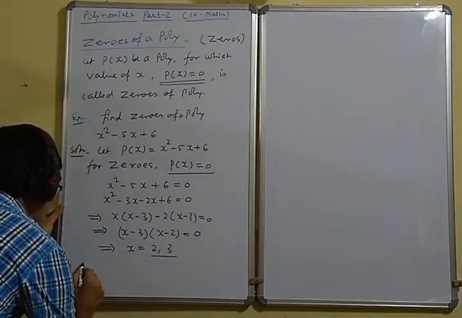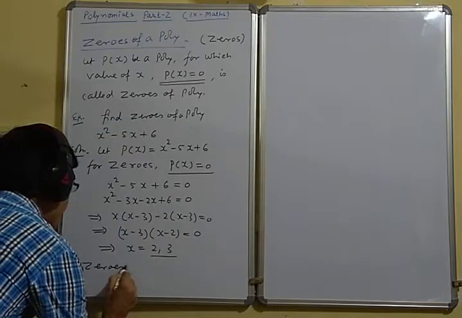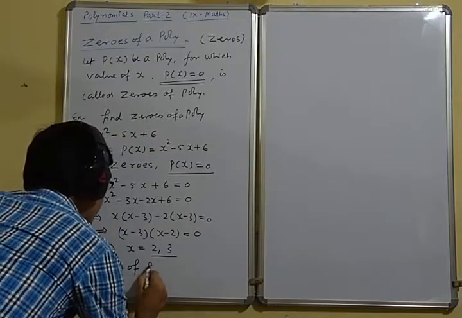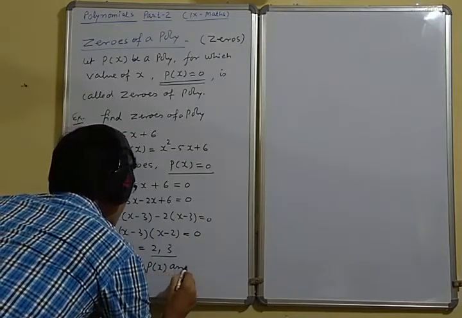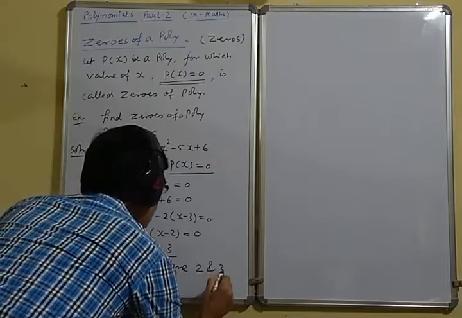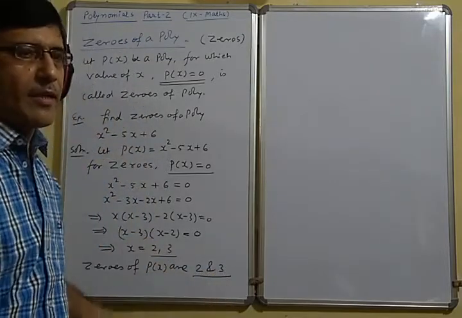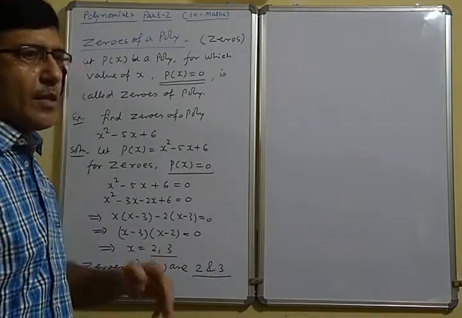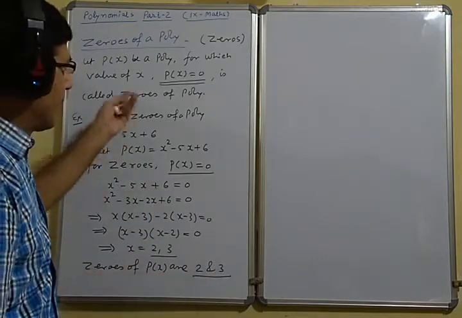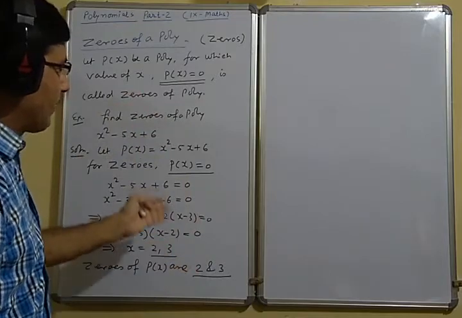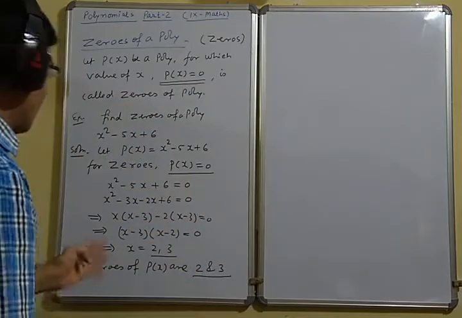So we will write the answer here: zeros of P(x) are 2 and 3. Here we got two values. Sometimes we get one value, sometimes two, sometimes three. It depends on the degree of the polynomial.